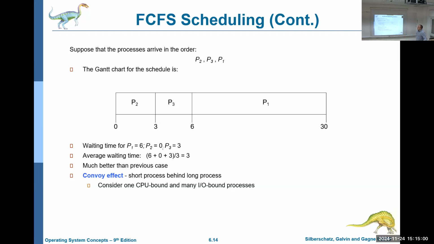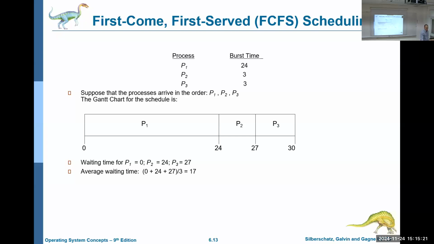So this algorithm has this problem of inconsistent results, depending on the exact order that they come. Now, there's a concept here which is called the convoy effect, which is essentially, in the previous case, the ones behind had to wait for the first one.